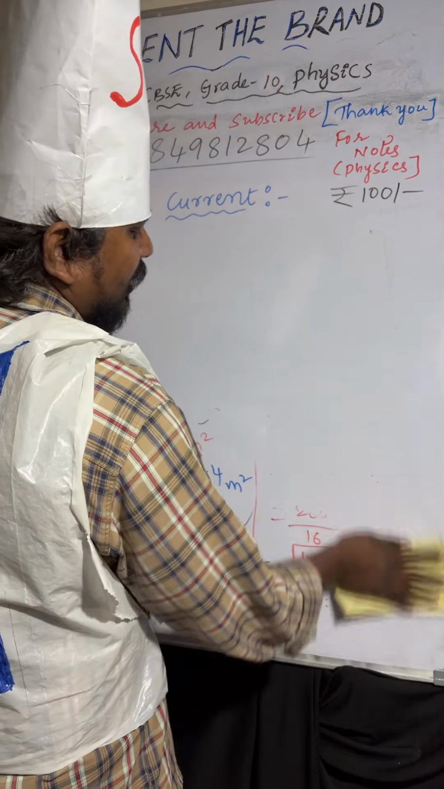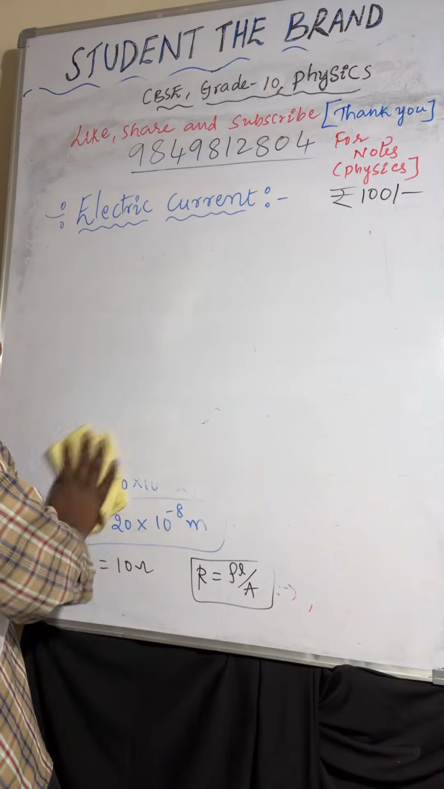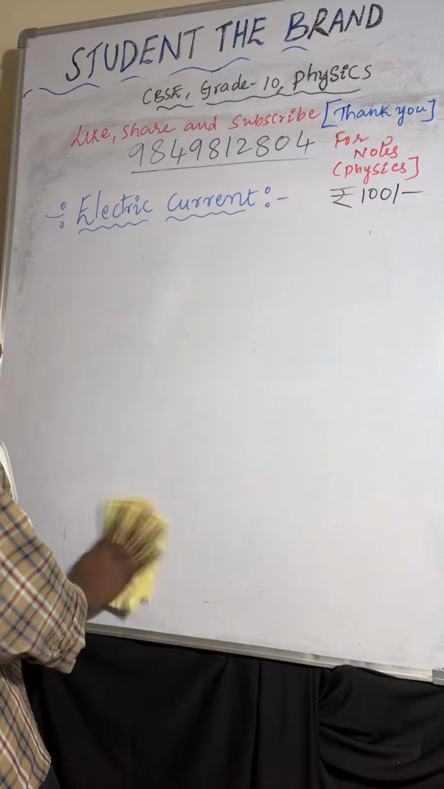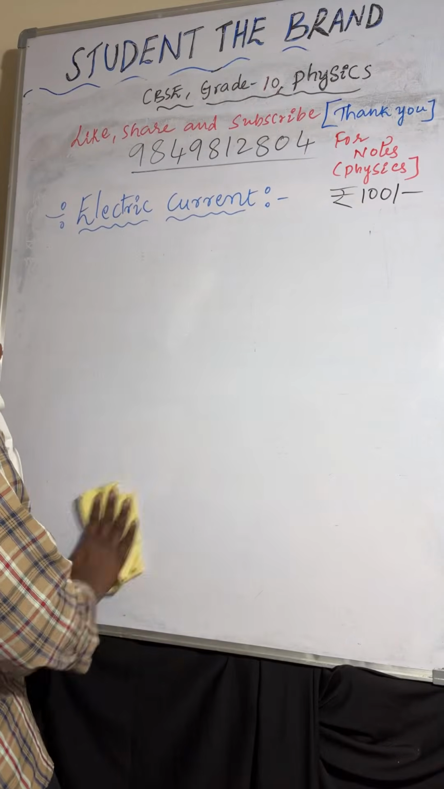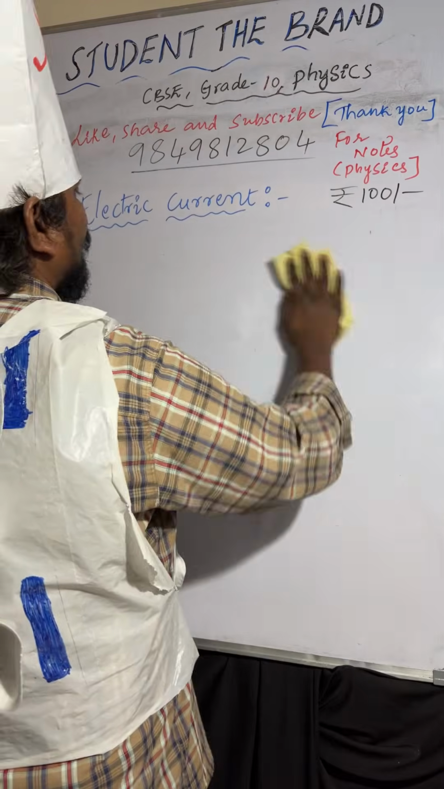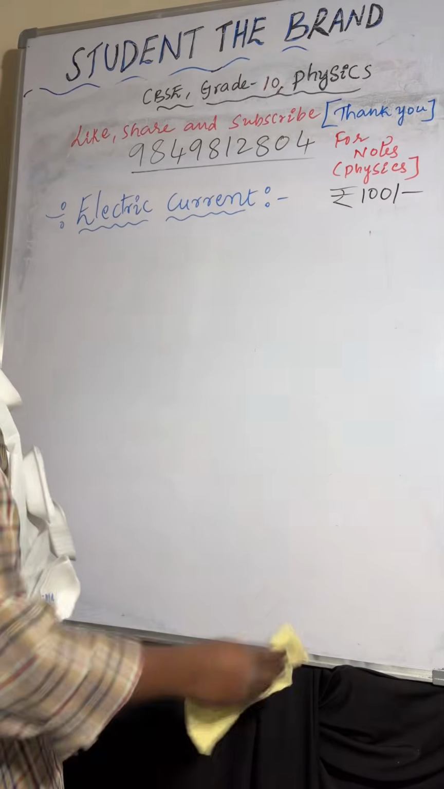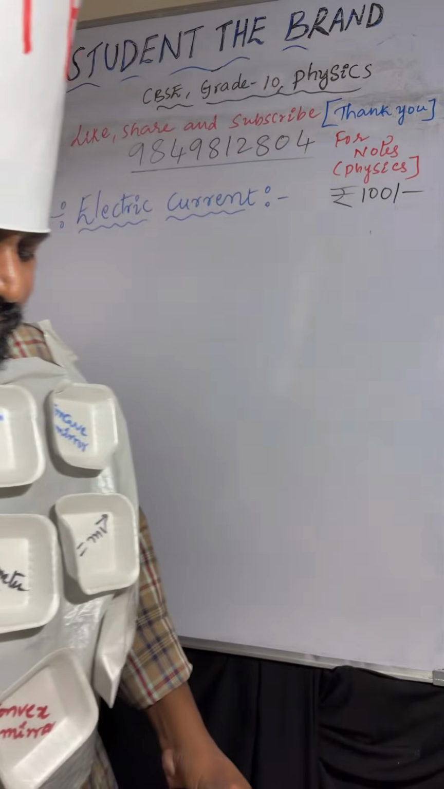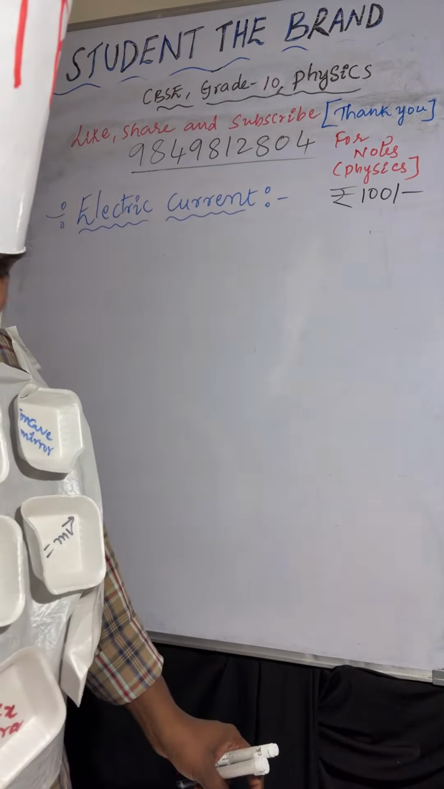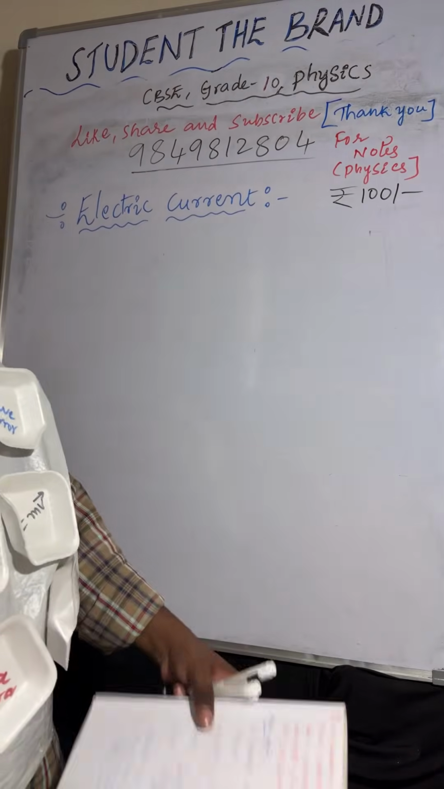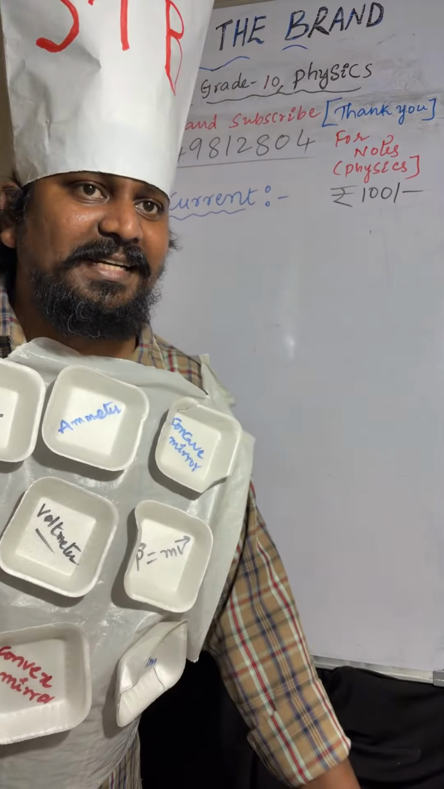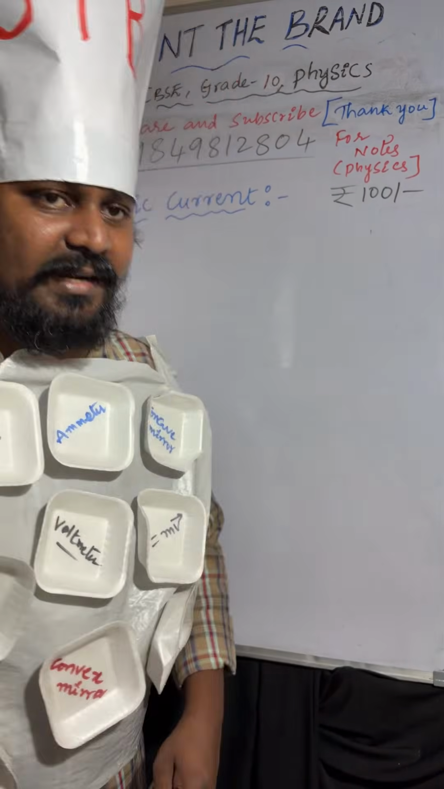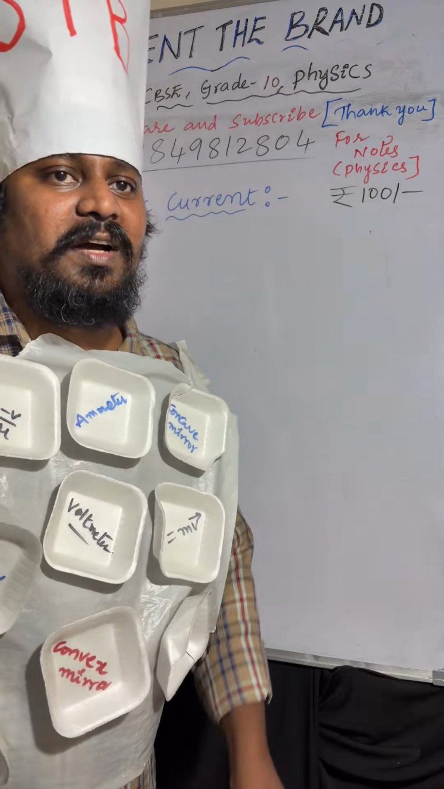So current is not following vector law of addition. So it is a scalar quantity. Okay. So now one more question. This is a very important question, a very favorite question. So I'll write on the board. Just try to solve it.